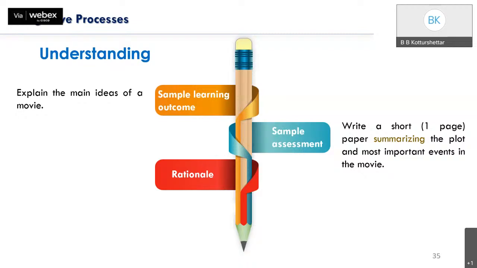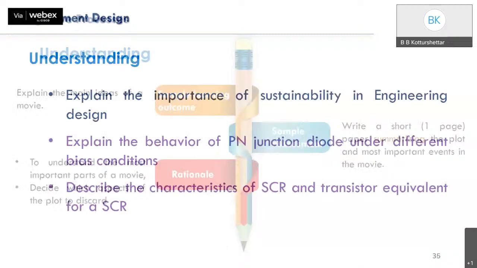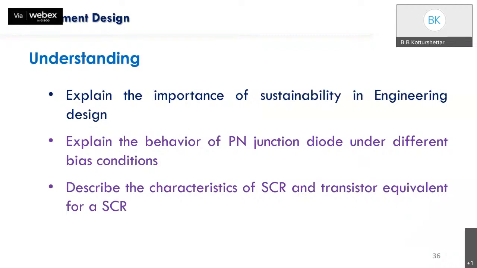This assessment relies on memory and a little more, because you are going to summarize the plot that you have already seen, but in your own words. The rationale is to understand the most important parts of a movie and decide which aspects of the plot to discard. This varies from person to person, and in turn will tell us whether he has seen the movie and understood the movie.